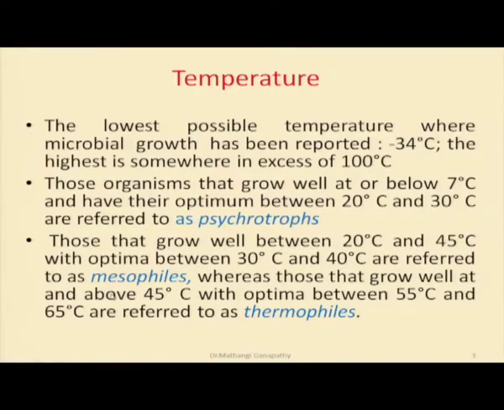As we have been seeing from the beginning, each microbe or each organism has a specific temperature where it will have optimum growth. This will not be a specific temperature like 27 or 28, but normally this will be a range. When we consider that range, the lowest possible temperature where microbial growth has been reported is minus 34, and the highest is somewhere in excess of 100 degrees centigrade, which means that these microbes are capable of surviving in temperatures as low as minus 34 or as high as 100 degrees centigrade.